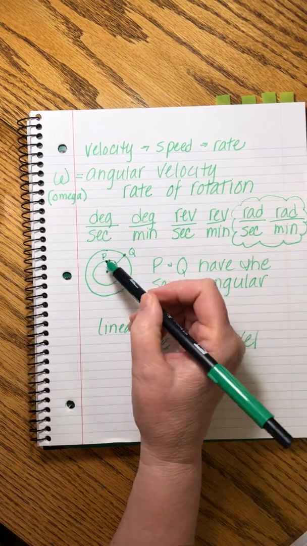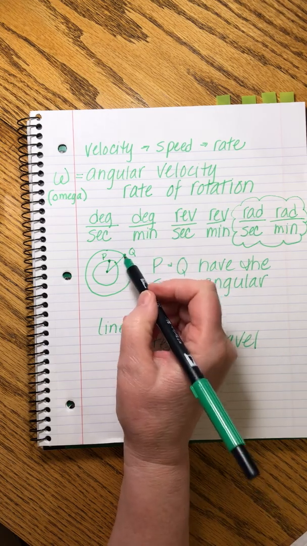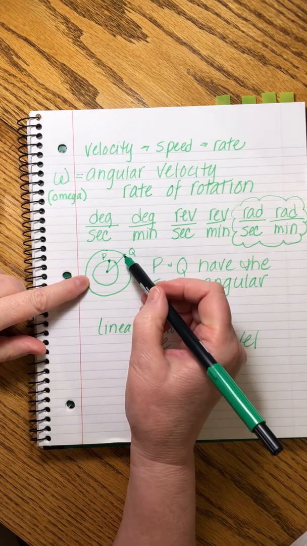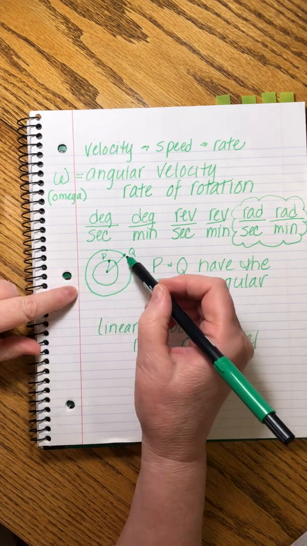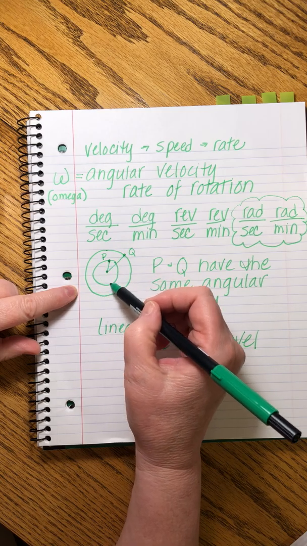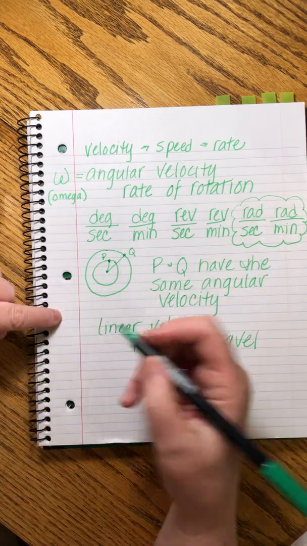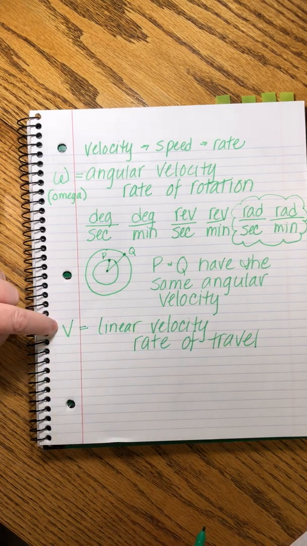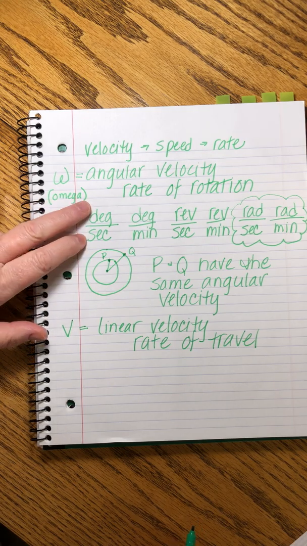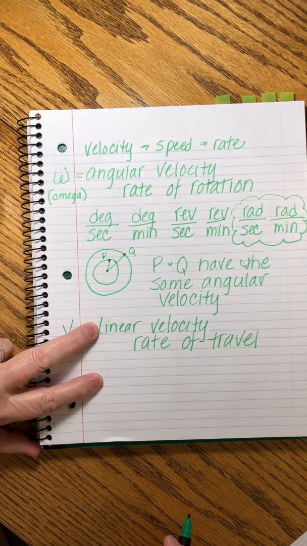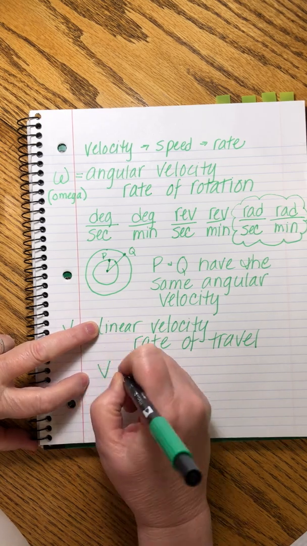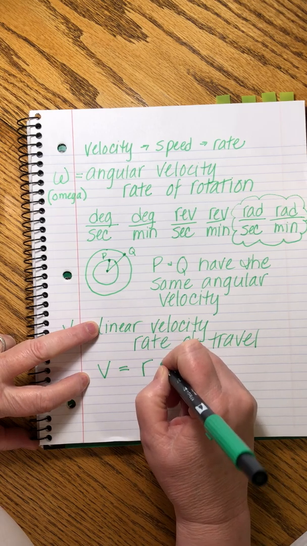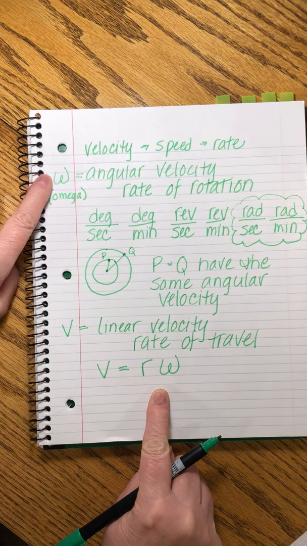And that's what we were saying. P and Q have the same rate of rotation because one time around is one time around, but they have a different rate of travel because Q is having to hustle way more to get all the way around his bigger circle than little P who's putzing along on a smaller circle. The variable we use for linear velocity is v, and we have a formula to calculate that. For these, we use rates. For this, we say that linear velocity is equal to the radius times the angular velocity.